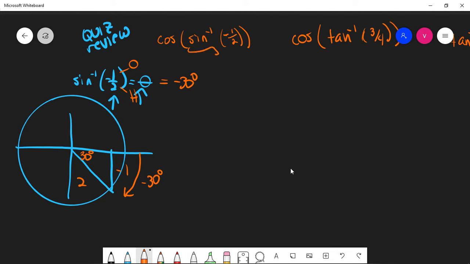So now this whole thing can be replaced with a -30, because it's equal. So the cosine of -30 degrees. So now all you have to do is find the cosine. Cosine in the fourth quadrant, right? This is Q4, positive x, negative y. So the cosine of -30 is √3/2.